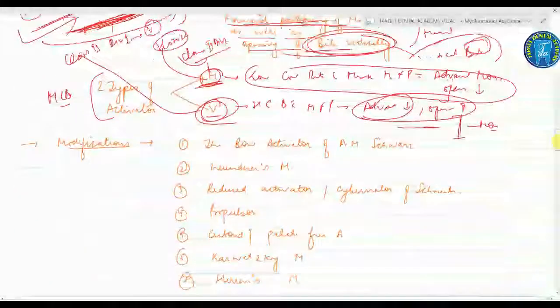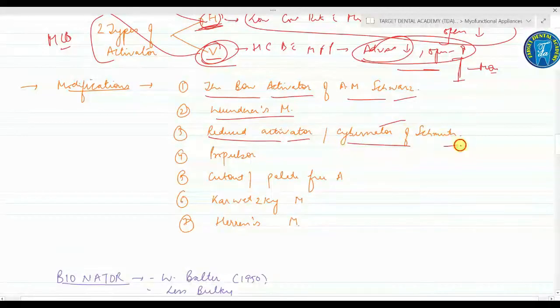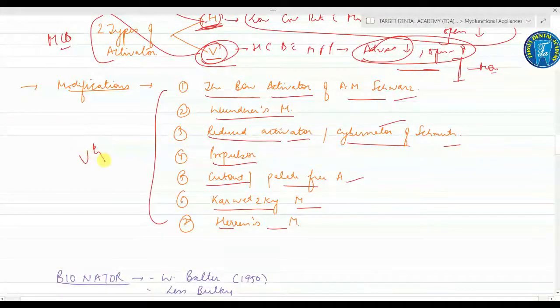Right. So the modifications of the activator: we have the bow activator of Schwartz, the Wondrous modification, the reduced activator or the cybernator of Schmutt, the propulsor, the cutout or the palatal free activator, the Kawitsky modification, and the Heron's modification. Important for your MCQ. Fine. So this is all about your activator.